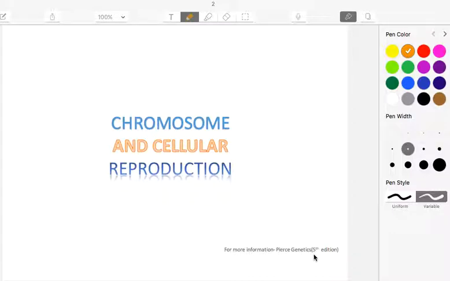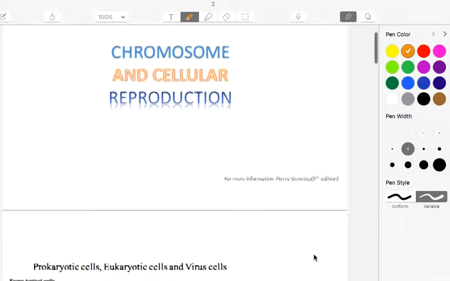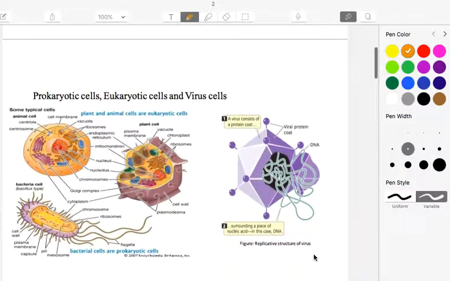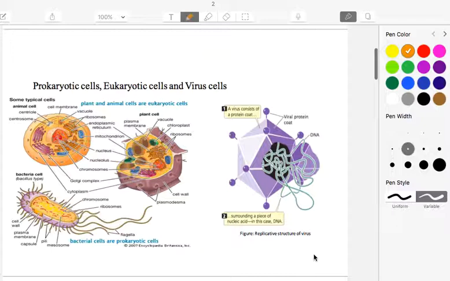Let's start with the general concept about prokaryotic cells, eukaryotic cells, and virus cells. In my previous lecture, I discussed the difference between prokaryotic and eukaryotic cells, but I did not mention any virus cells. Today, I'm just going to shortly review the different structures that we can see in prokaryotic cells and eukaryotic cells, along with virus cells.